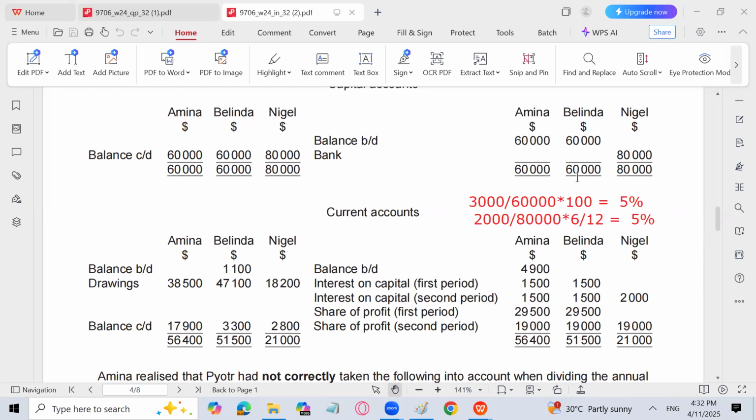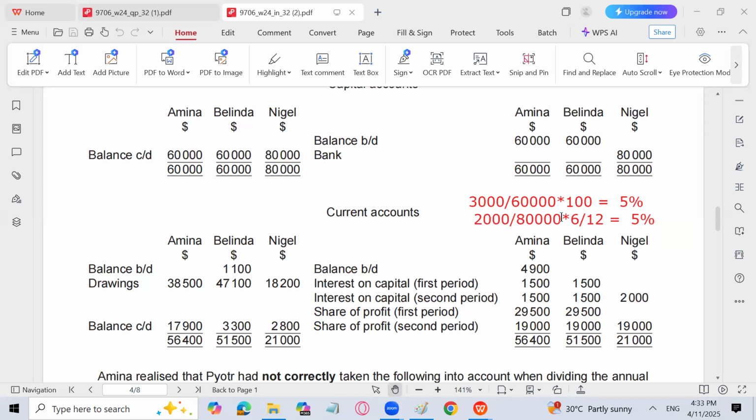Sir, why? Because Nigel has not contributed capital for the whole year. He has joined the business on 1st July. So his interest on capital will be calculated at the rate of 6 over 12, for half a year. Even if you don't calculate it, the amount is basically calculated through 6 over 12. So 2,000 divided by 80,000 will become 2.5%, but actually it was 5%, because this should be 4,000. This is a 6 months interest.